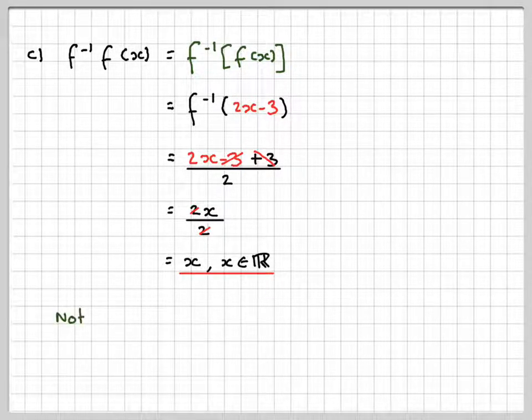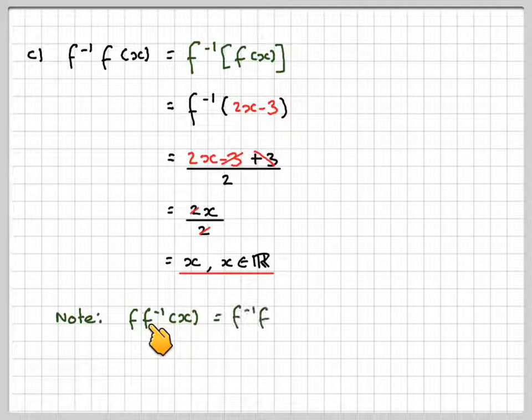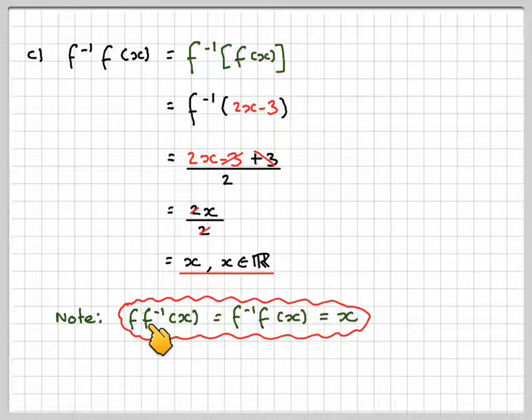So note that the composite of f and f to the minus 1 is equal to the composite of f to the minus 1 and f, and is equal to x. I'll just repeat that. The composite of f and f to the minus 1 of x is equal to the composite of f to the minus 1 of x and f, which is equal to x. So this gives us an interesting thing to look at: the graph of an inverse function.